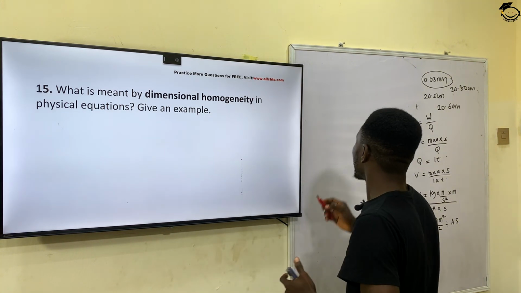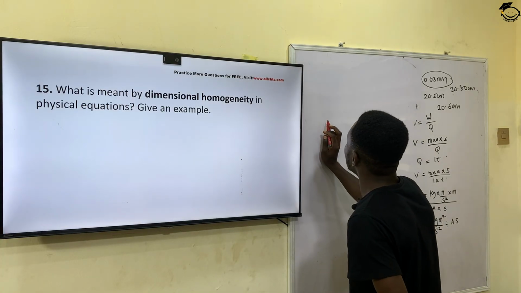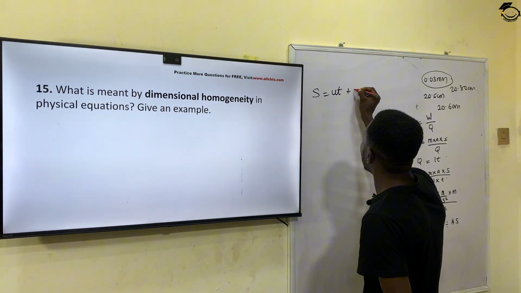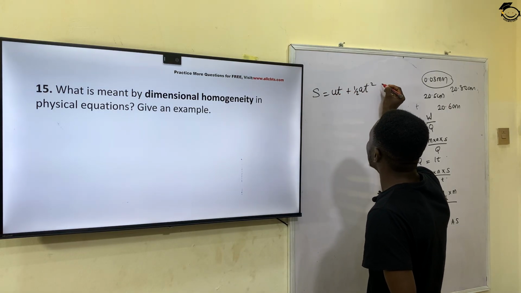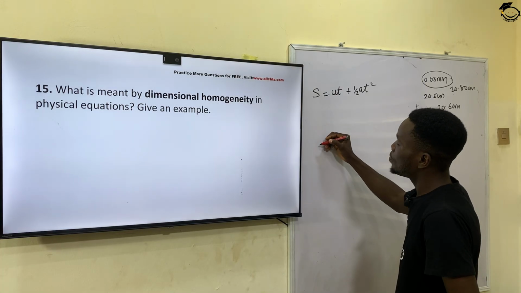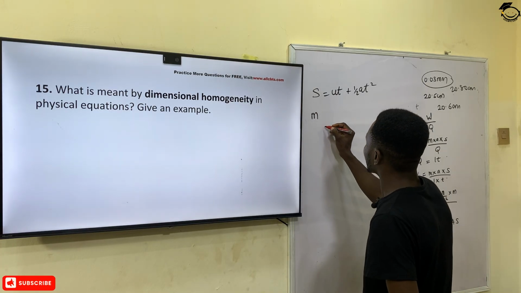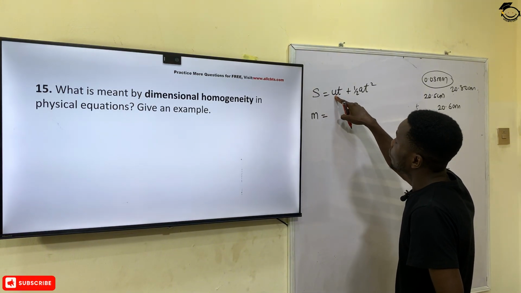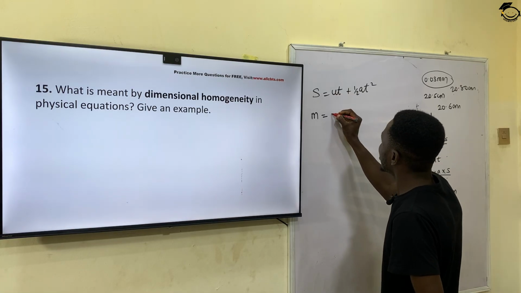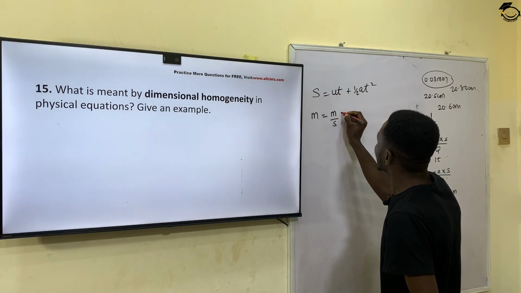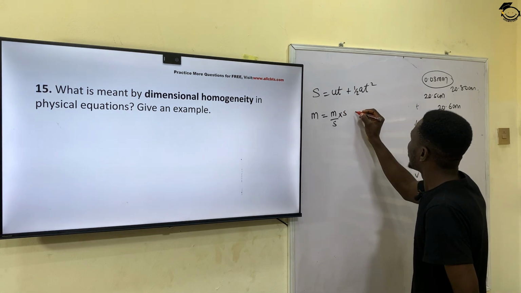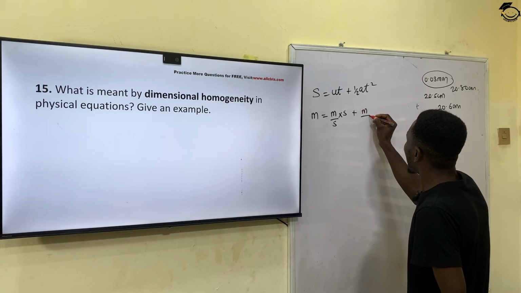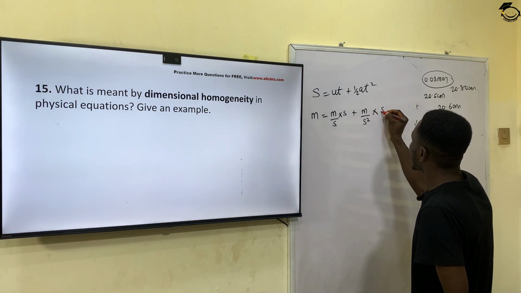So for an example of this, let's say I have S equals UT plus half AT squared. Looking at this, my S here is talking about meters. So I have meters is equal to, here I have velocity times time. My velocity is meters per second, times seconds. Plus, here I have acceleration, which is meters per second squared, times seconds squared.